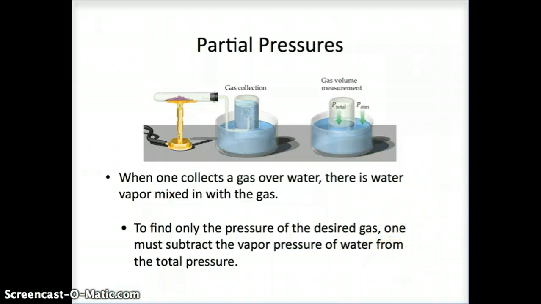So partial pressures, the reason we care about this is the next lab we're going to be doing deals with collecting a gas over water. Well, that means that the pressure is going to be a result of both the water vapor and the actual gas we collected. So that's real important to recognize that total pressure is comprised of all the gases. When we look at atmospheric pressure, for example, we are looking at air. We're looking at nitrogen, carbon dioxide, oxygen. We're looking at the impact of all of those gases.